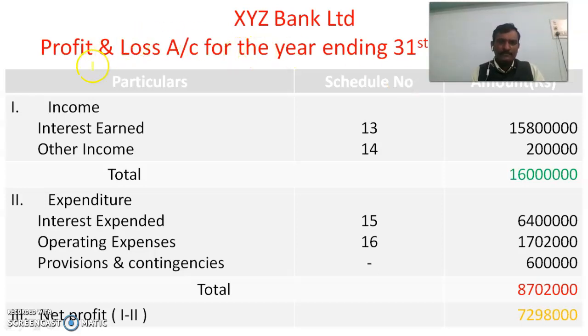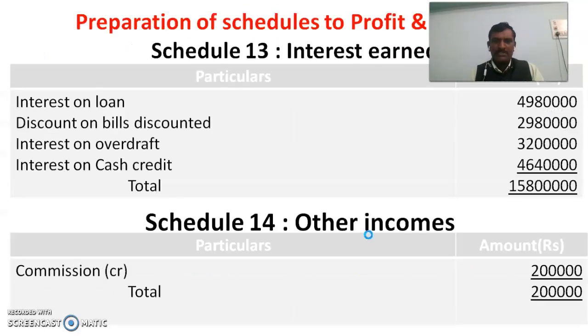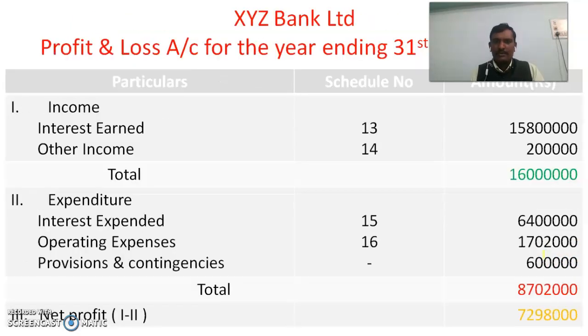So here income is to be taken first of all, then interest earned and other income, schedule numbers 13, 14. Then the expenditure related schedules, interest expended, operating expenses, and there is no schedule for provisions and contingencies. You can take this item directly. The amounts related to these are to be taken from the schedules prepared. Schedule number 13 has a total of 1,58 lakh, so we just have to post it to the respective column here, 1,58 lakh.